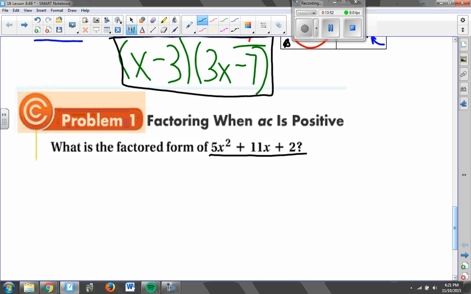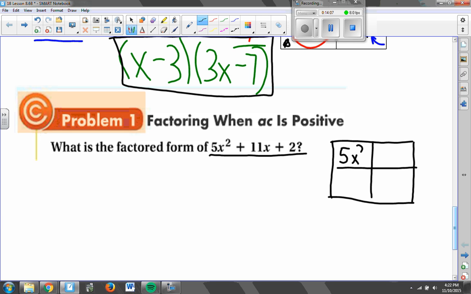I'm going to set up a generic rectangle right over here. And as I go, I'm going to fill in certain pieces. Okay. I know step 1 says to put my 5x squared here and to put my 2 down here. My next job is to find this missing square and this missing square. And for that, I will use the diamond problem.